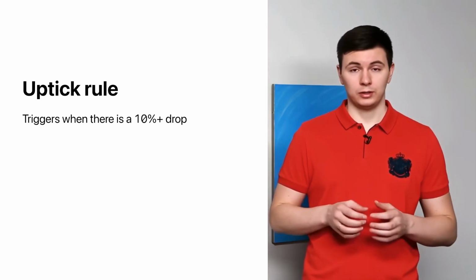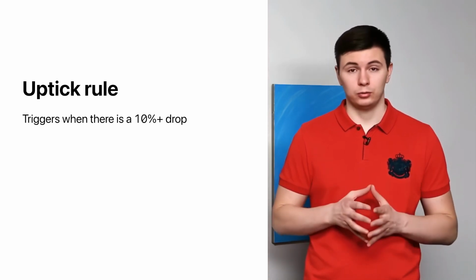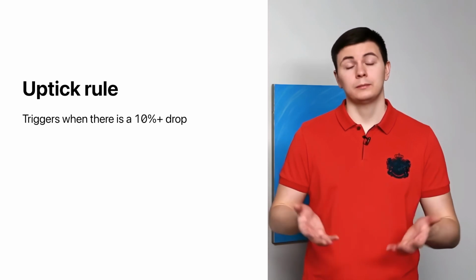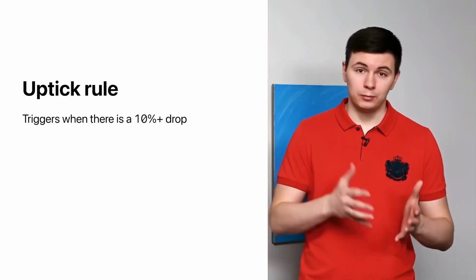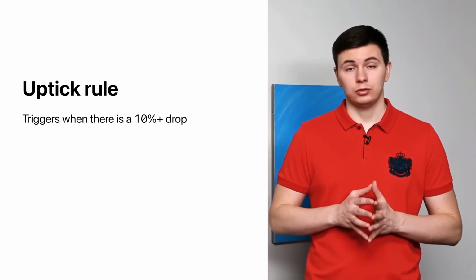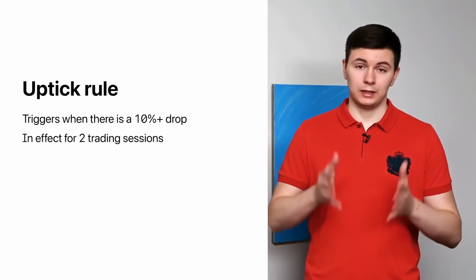The Uptick Rule also imposes certain restrictions on short selling of stocks. The thing is, if the issuer drops by 10% during a trading session, you can only get a short position if someone buys from you. Unlike a classic short, where you can immediately hit the bid. This rule is in effect for 2 trading sessions, that is, today and tomorrow.